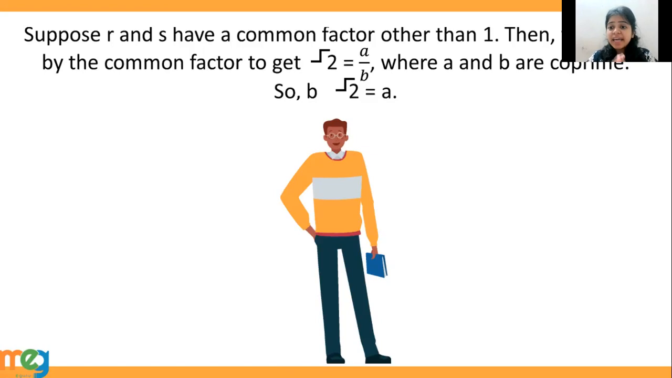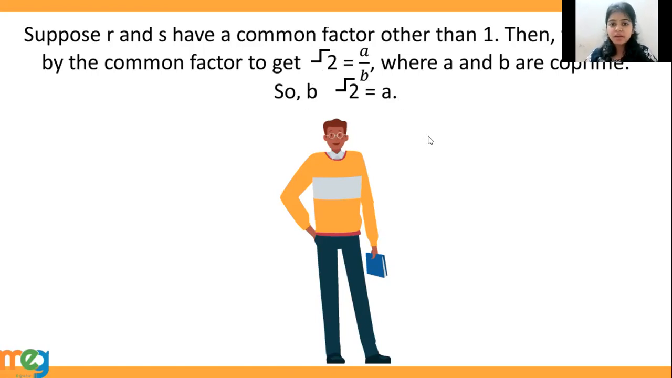Now they are saying where a and b are co-prime. So b is equal to root. What they have done in this step is that b root 2 is equal to a. They have just shifted this b to the left hand side near root 2. So this b is shifted here, and it becomes b root 2 is equal to a.